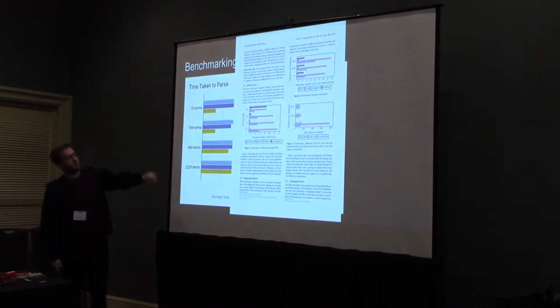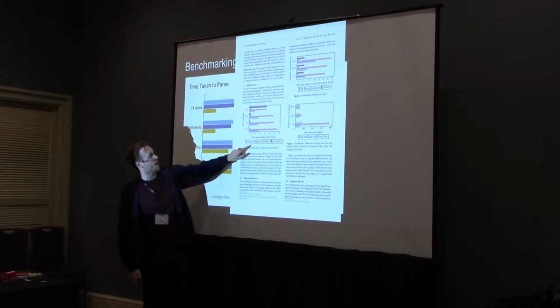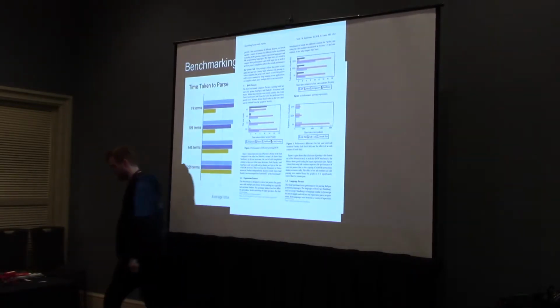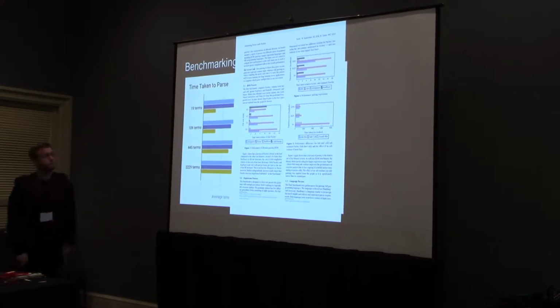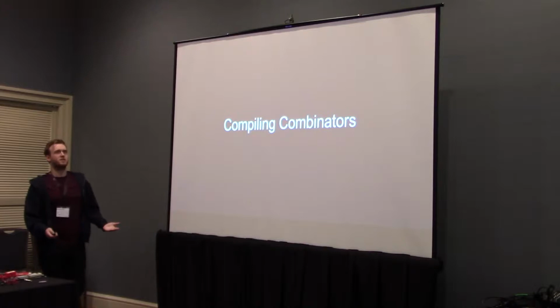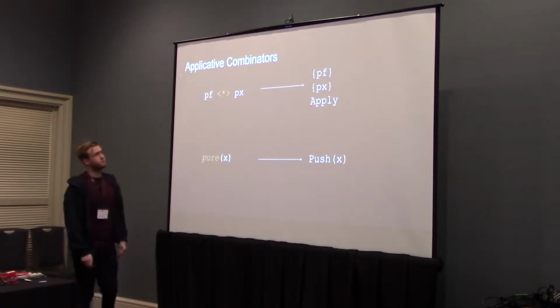For instance, in the paper, we can see actually that for this specific example, Parsec from Haskell is about 13 times slower than Parsley is for that same example. So we're compiling combinators. What does that mean? So we'll start off with the simplest of the combinators, the applicative combinators.